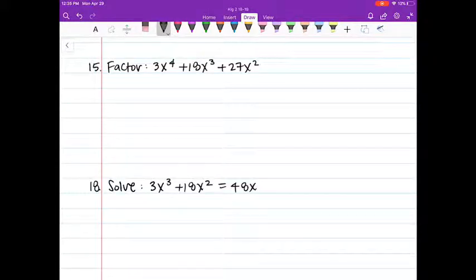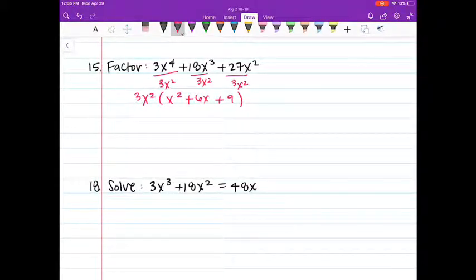So in number 15, we're going to be able to take out what looks like a 3 from each of our coefficients, as well as, let's see, if I go x to the 4th, x to the 3rd, x to the 2nd, I'm going to be able to take 2 x's out of everything. So I'm going to first divide out my GCF of 3x squared. Now, we are not able to just throw it out the window, so we set it gently aside. And we're left with x squared plus 6x plus 9.